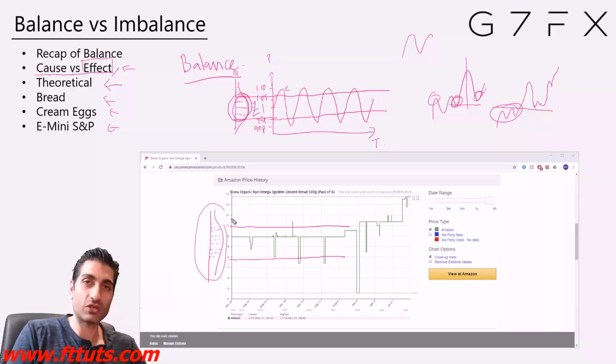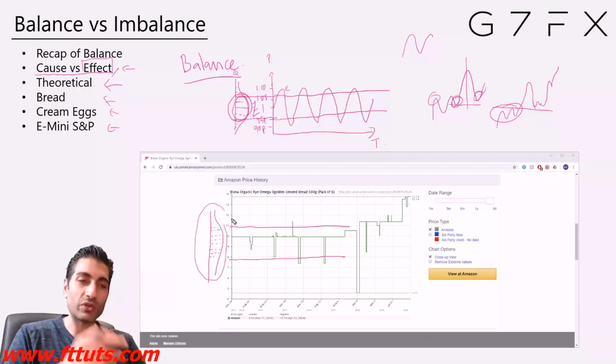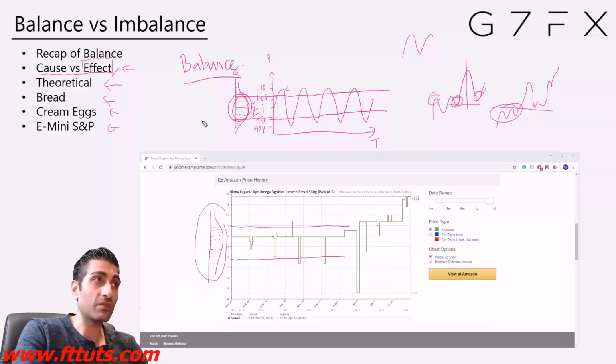So stop looking at charts in that way. I know I haven't said it before. It's just because over the last 2 days, as I was thinking about things, I knew I wanted to bring it in at some stage. I just thought, what a wonderful opportunity to do this whilst I'm just recapping balance.